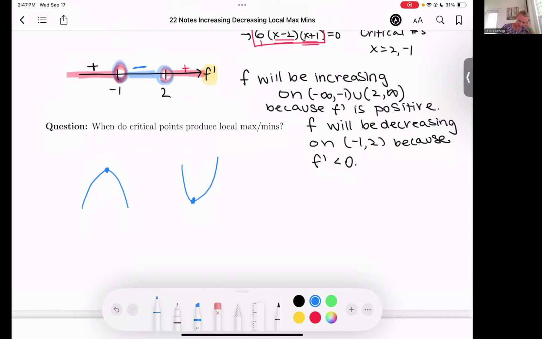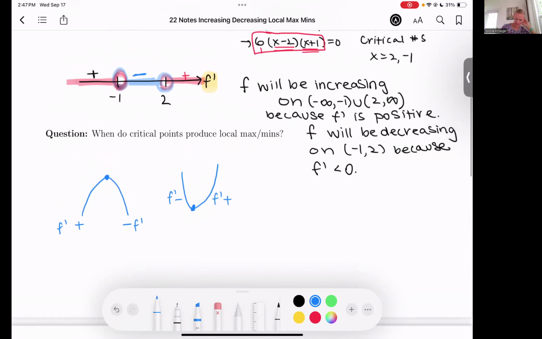If my derivative goes from positive to negative, then we're going to have a local max. And that's because my function went from increasing to decreasing. And if my derivative goes from negative to positive, then my original function will have a local min because the original function went from decreasing to increasing. Okay.